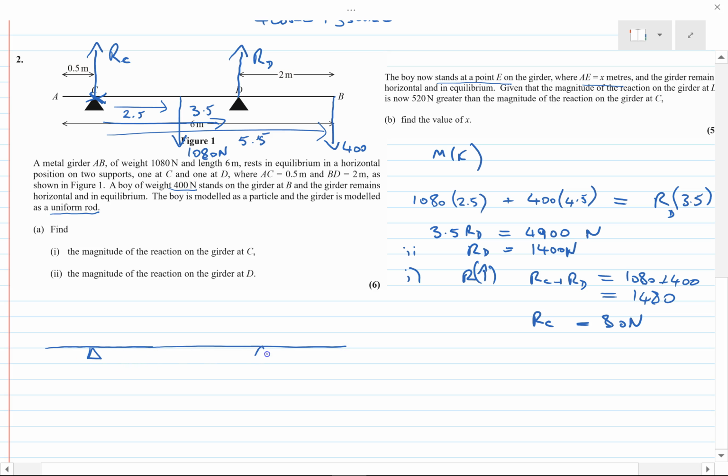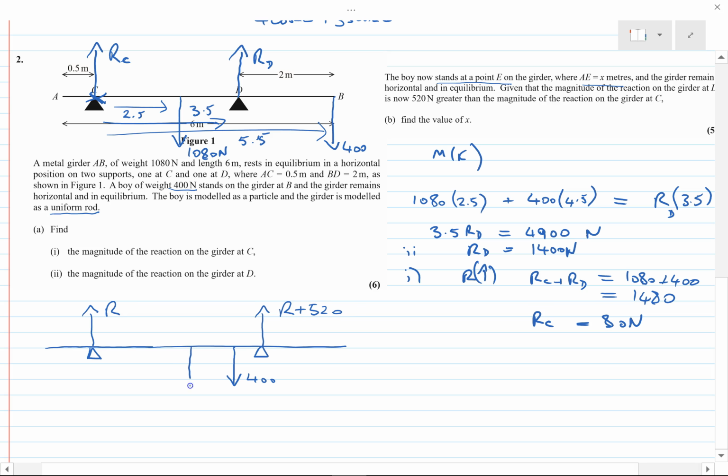So at some point, let's call it E, the buoy is now here, 400. And now we're told how the reactions vary relative to each other. We're told that the reaction here is 520 more than it is here. So let's call it R plus 520 compared to that R there.